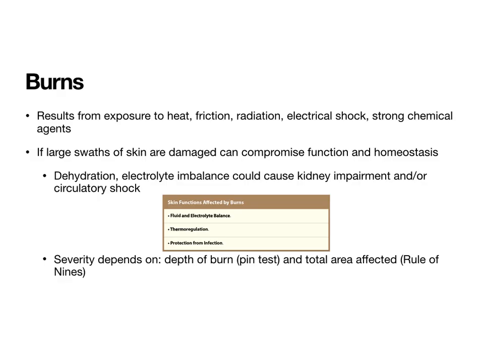Okay, so now we're going to move on to what happens if we damage our skin. One very typical example of how we can damage our skin is by burns. Burns can result from exposure to heat, friction, radiation, electrical shock, or strong chemical agents. If large areas of skin are damaged, it can compromise the function and the homeostasis of our skin, our epidermis, our dermis, and our hypodermis. Dehydration and electrolyte imbalance could cause kidney impairment and/or circulatory shock.